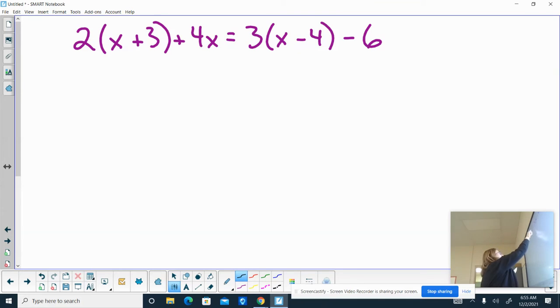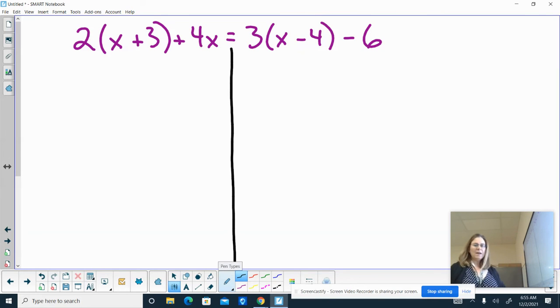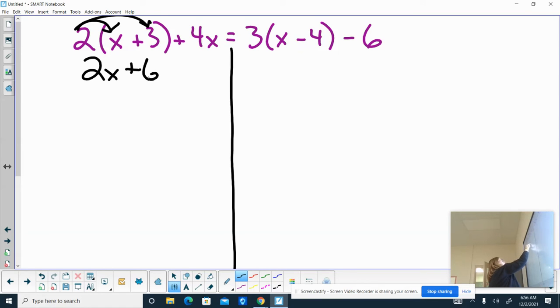Okay. So when I have all of our tools together, the first thing I want to do is the distributive property. So I will do that first. I am going to take that 2 and multiply it by everything inside the parentheses. So this becomes 2x plus 6 plus 4x. All right, I'm going to do the same thing on the other side.